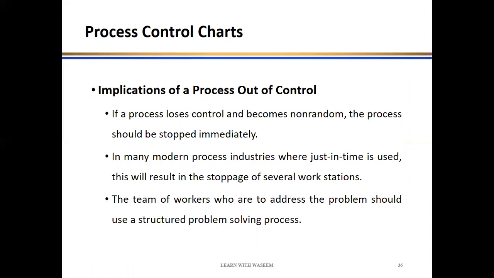So what we can do is, if a process loses control and becomes non-random, the process should be stopped immediately. We have to stop the process immediately when we find out that any process is out of control.